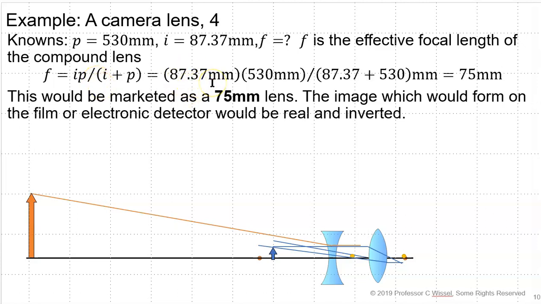So here's our 87.37 millimeters. Here's the P of 530, that's the new one. 87.37, that's the image, the new one. And the 530 millimeters. It's a 75 millimeter lens. If you wanted to buy this lens, you'd buy a 75 millimeter lens. The image would form on the film or the electronic detector, and it would be upside down, that is inverted, and real. Now, if it weren't real, it wouldn't work at all. Because remember, if you're going to put a detector or film here, you wouldn't be able to see a virtual image. So it has to be a real image. If you get something that isn't real, you've done something wrong. And most of the time it's inverted. So be careful with that.